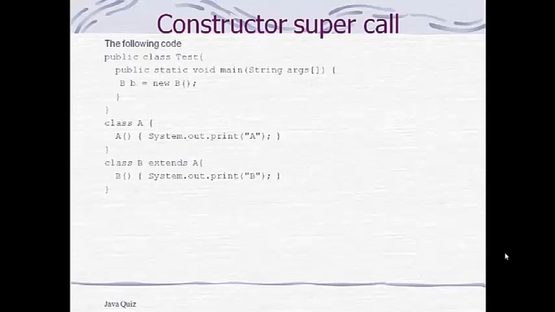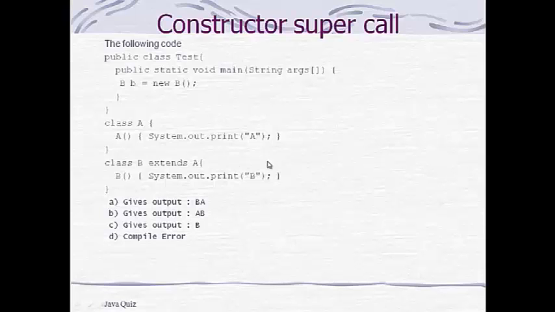The constructor supercall. We have a parent A and child B. We have a constructor A which is printing A, a constructor B printing B, and here we are trying to create an object of B. So what's the output? B A, A B, only B, or will it give a compiler error?